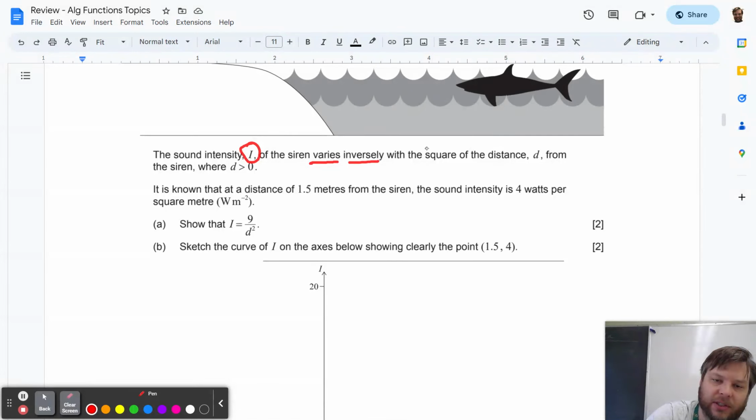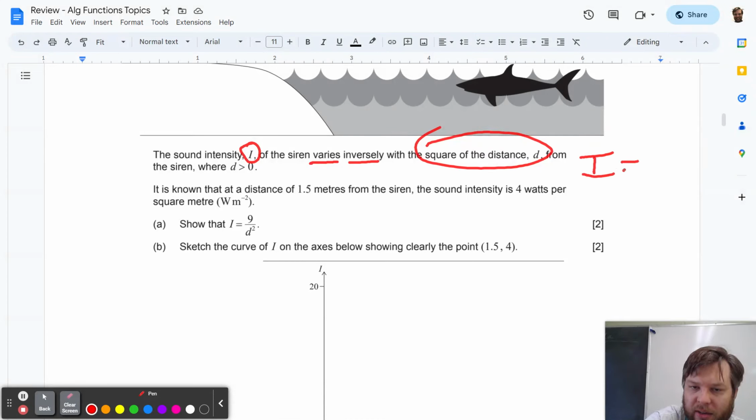I varies inversely with the square of the distance d. So I know just from that sentence right there that the letter I is equal to some number that I don't know divided by the square of the distance, so d squared.